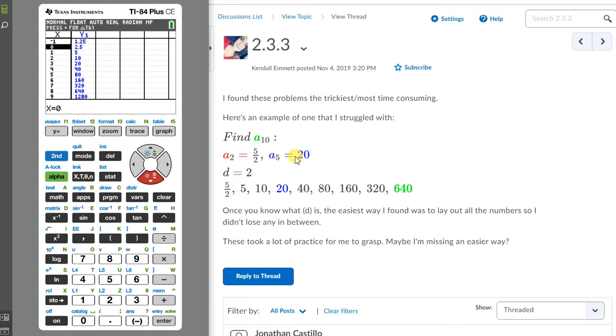And then they want to know what the 10th term is, A10. To find the 10th term, we have to move 8 terms beyond the second term. So I'm just going to look for the 8th row, and boom, there it is, 640, all done.